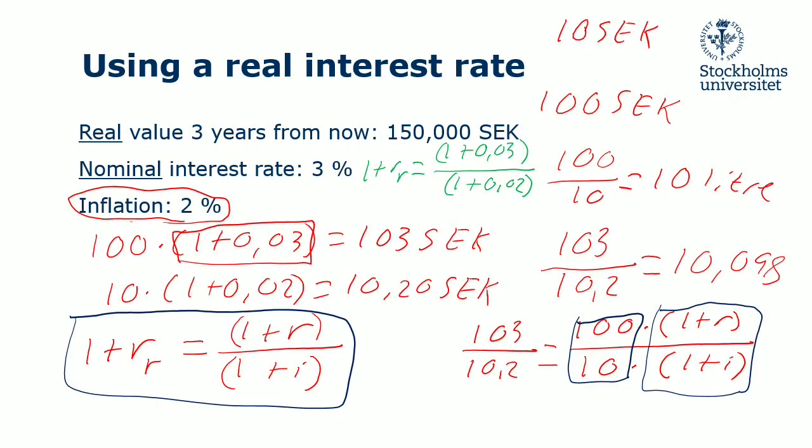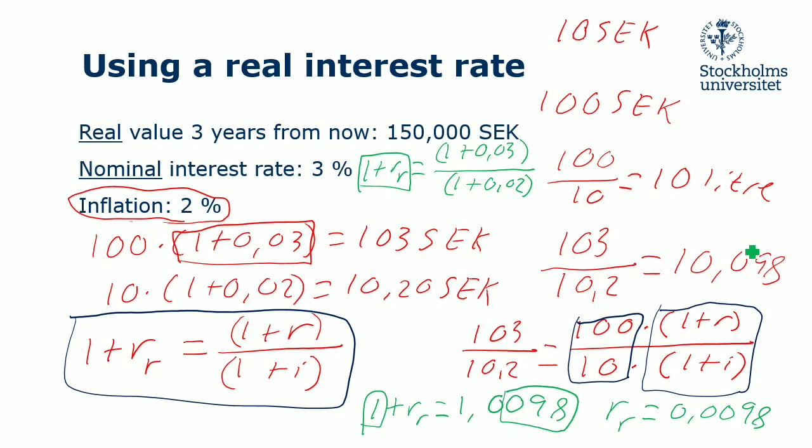we find that this part, 1 plus RR, or the real interest rate, is equal to 1.0098 and some other decimals. So if we subtract 1, so we want to remove this from the other side, we will find that the real interest rate is 0.0098.